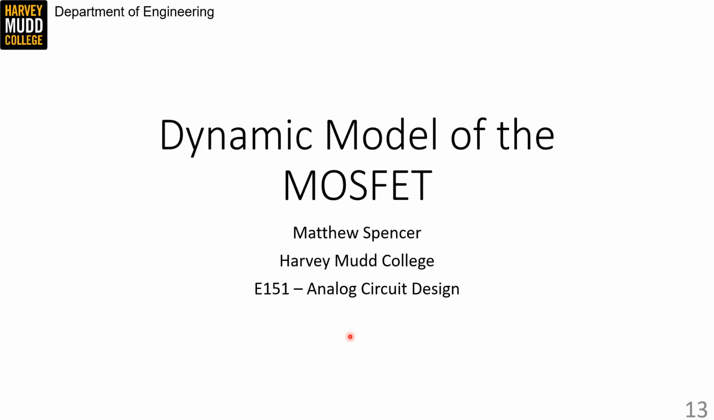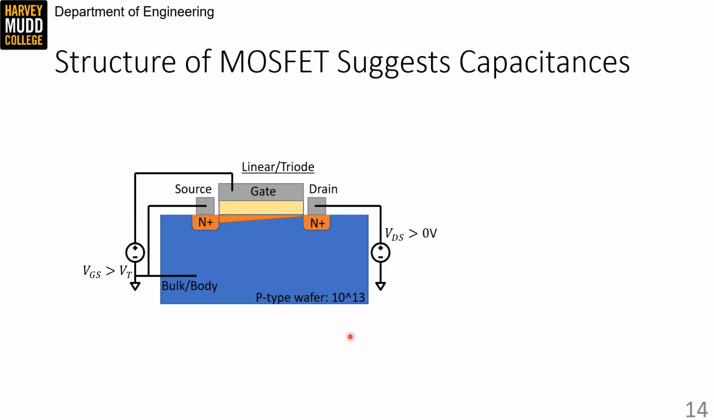In this video we're going to create a dynamic model of a MOSFET by finding the parasitic capacitances in a MOS device. Looking at a MOSFET cross-section should make a few capacitors jump out at us. Pause the video and write down a few capacitances, 2 or 3, that you see in this device cross-section.